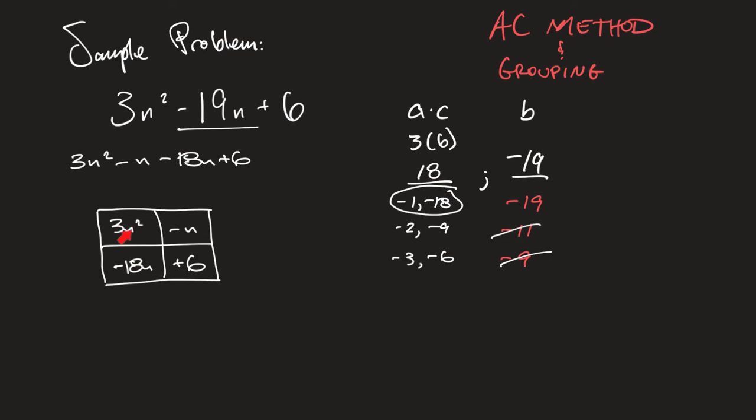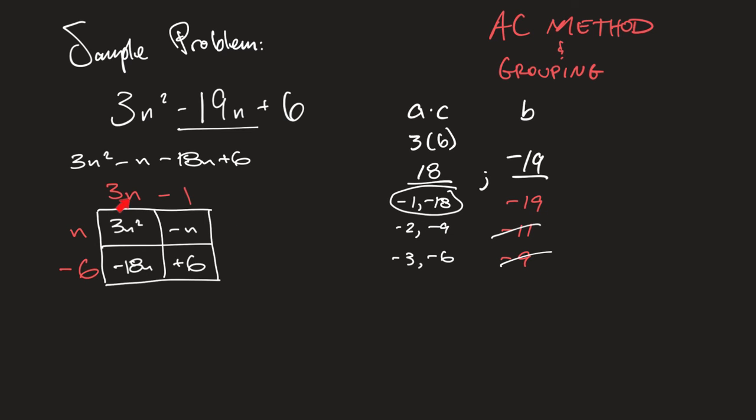So you notice I have 3n squared, -n, so I have minus n, I treat it as a -n. I have minus 18n, I treat it as a -18n. And then plus 6, I make sure I write the plus just so I don't mess it up. And so now I'm going to find the greatest common factor of this column, and it's going to go right here. Greatest common factor of this column will go there, and then we do the same for the rows.